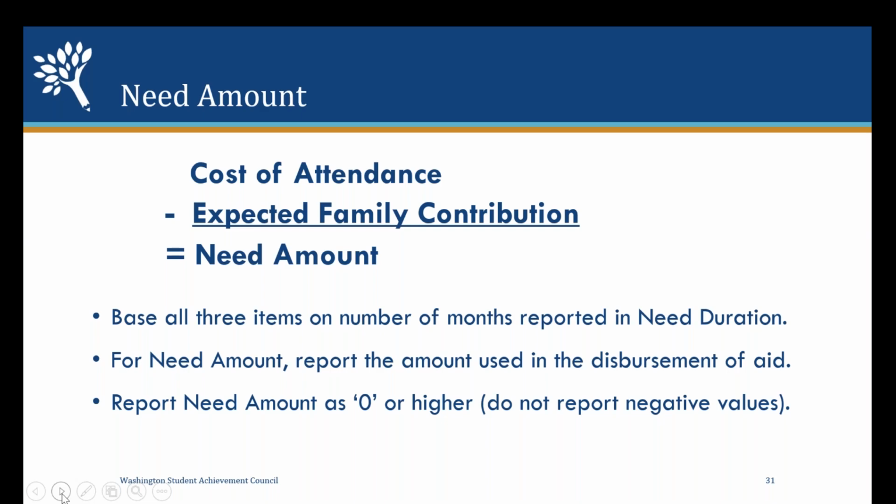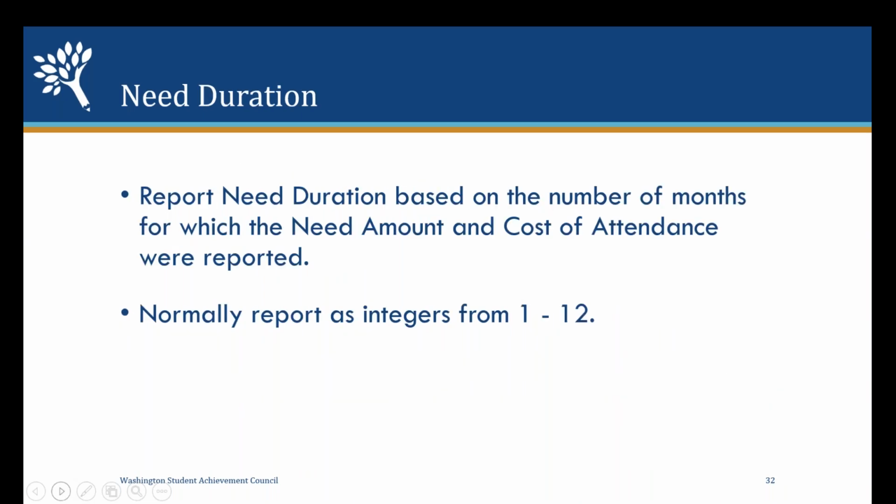Part of our verification of the data you've submitted is we compare what you put on the unit record to Seesaw, and if you put a negative amount here, we have to go in and manually correct that. So in your need amount, the lowest number you can have is 0, no negatives. Report your need duration based on the number of months for which the need amount and cost of attendance were reported. And these are normally integers from 1 to 12.